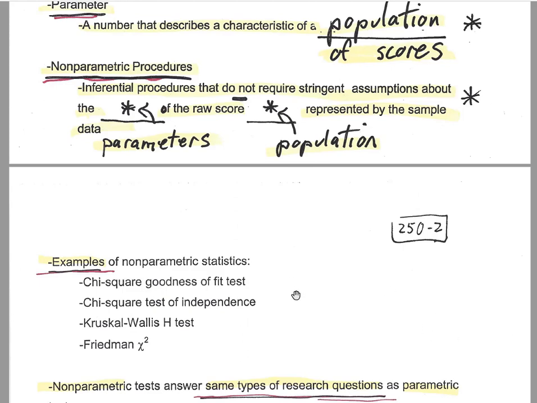Some examples of non-parametric statistical procedures: chi-square goodness of fit test, chi-square test of independence, which is what I'm going to spend 95% of our time in Part 1 and Part 2 talking about. Kruskal-Wallis H test, the Friedman chi-square test. I'll say a few words about those toward the end of this part of the lecture.